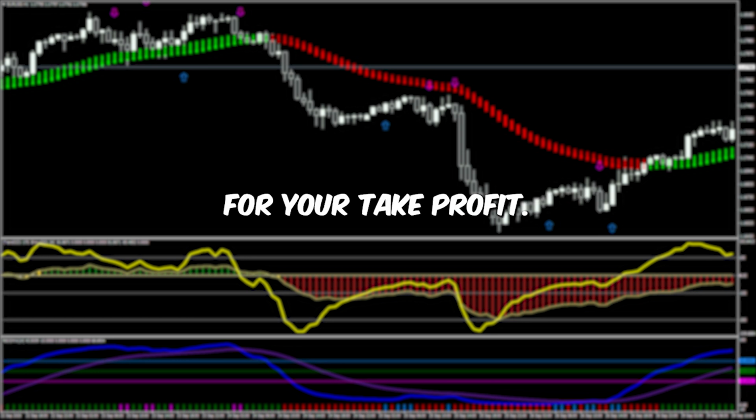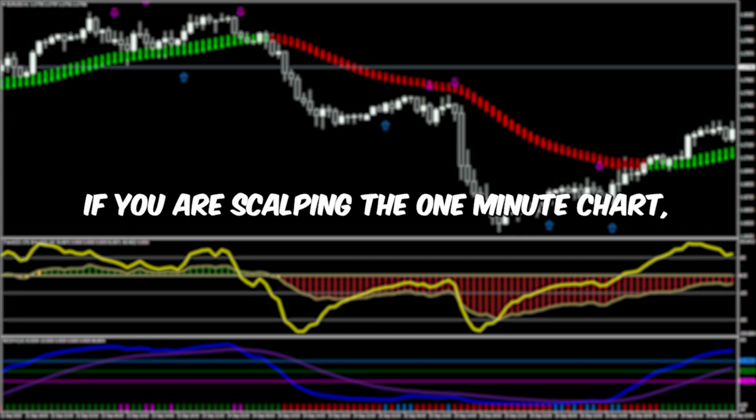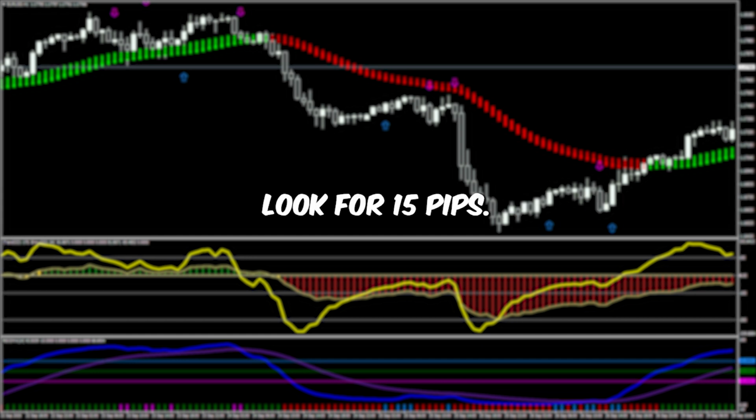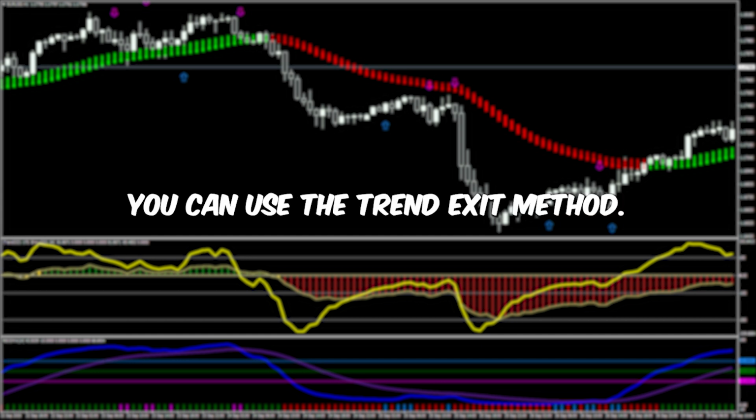For your take profit, it depends on your time frame. If you are scalping the 1-minute chart, aim for a target of 10 pips. If you are on the 5-minute chart, look for 15 pips. Alternatively, you can use the trend exit method.